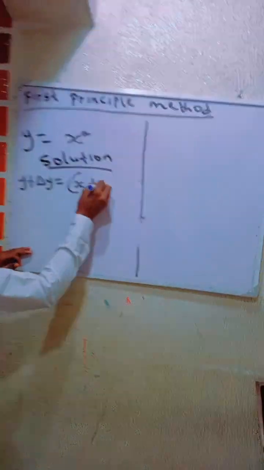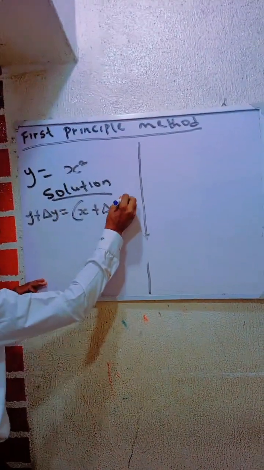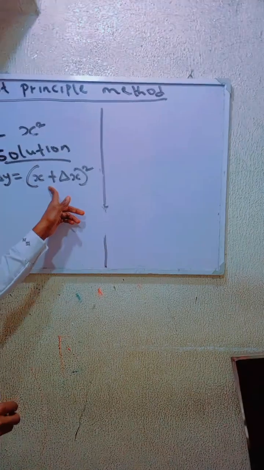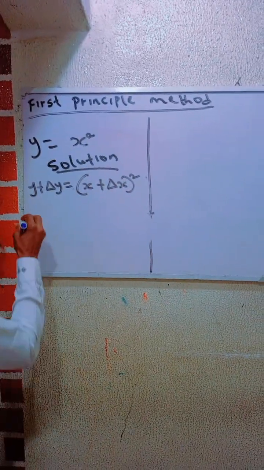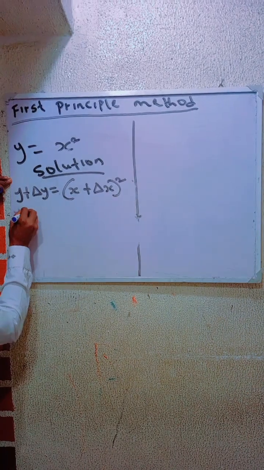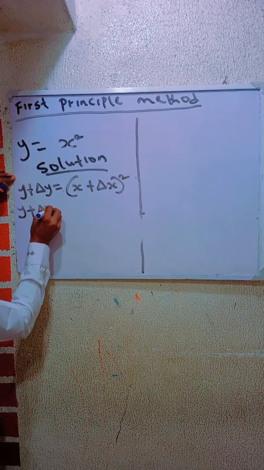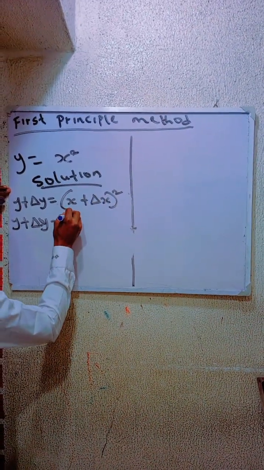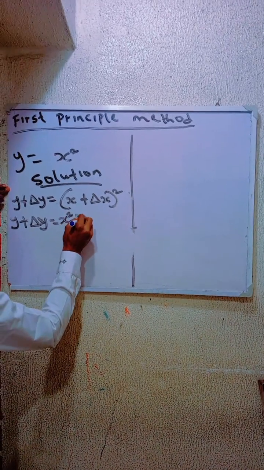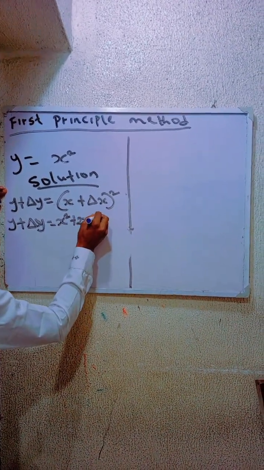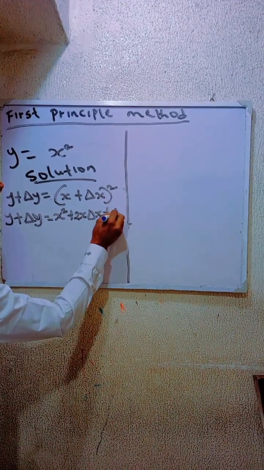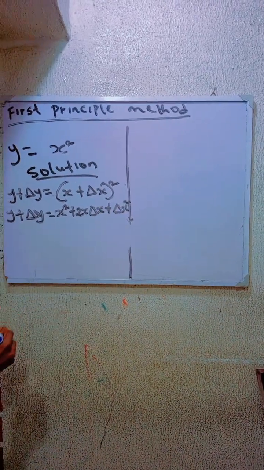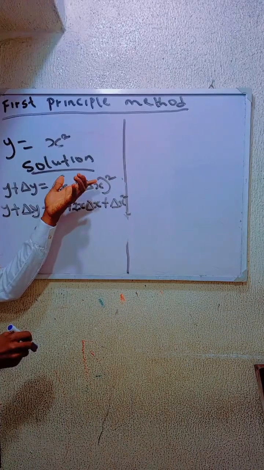x plus change in x, all squared. Why? Because x here is squared, so because of that we'll square it. So now it means we are going to have y plus change in y is equal to, if we open up this, x squared plus 2x change in x plus change in x squared. Are we together? Yes. That means if we expand this, we open up this.